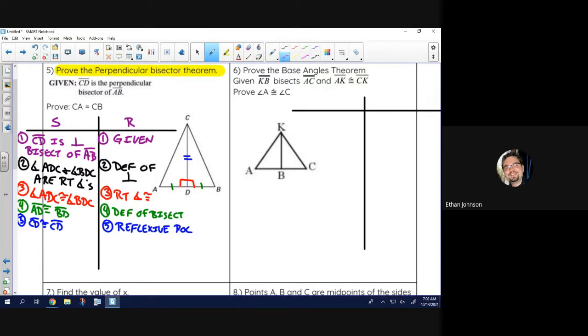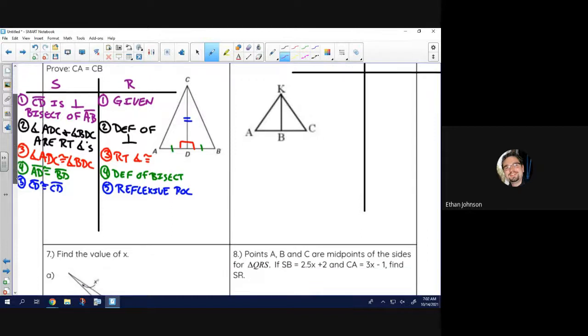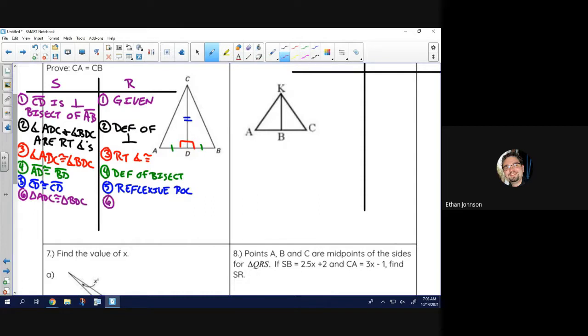Now, fortunately, we have enough information to say the two triangles are congruent. So I can say triangle ADC is congruent to triangle BDC. And we have two sides that are marked congruent, so this has to be side angle side. Looking at our proof statement, our proof does not say the triangles are congruent, so we have to move on.